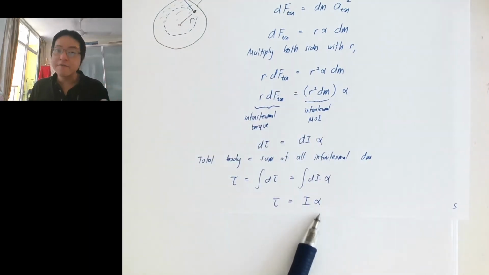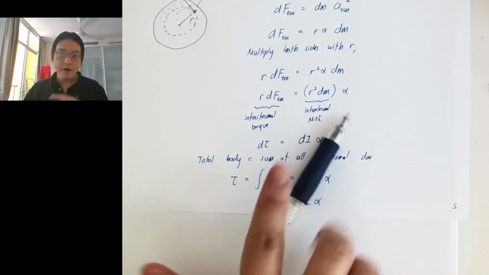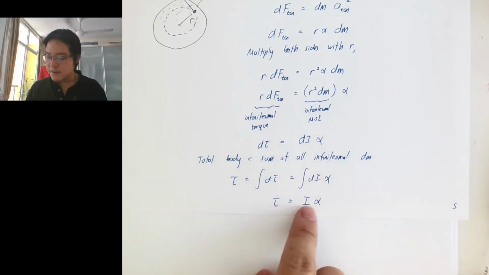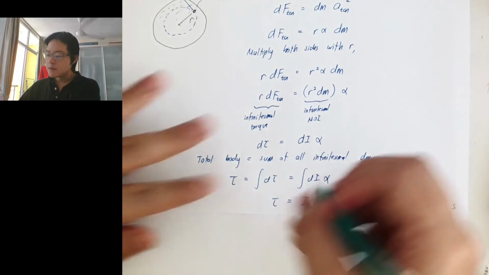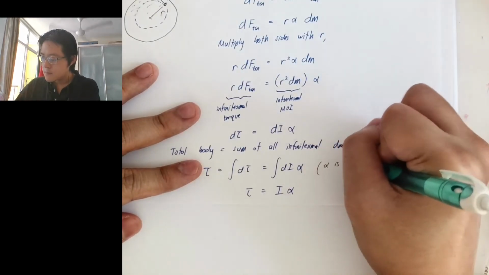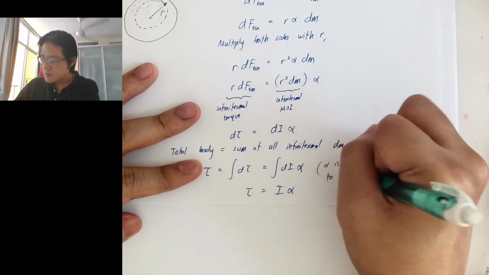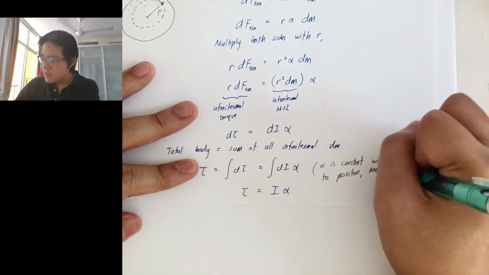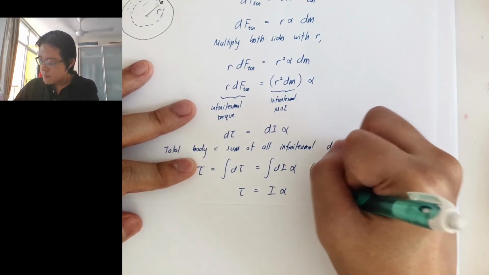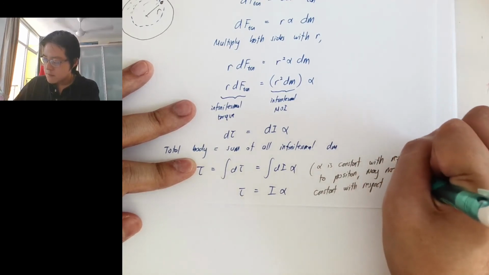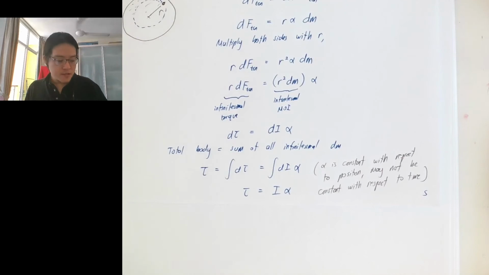So alpha may not be constant in time, of course, but for a snapshot of time, different positions have the same alpha. That's why alpha is a constant with respect to position, but may not be constant with respect to time. Make sense? Any question?